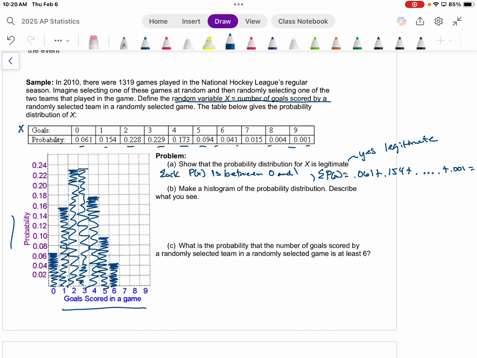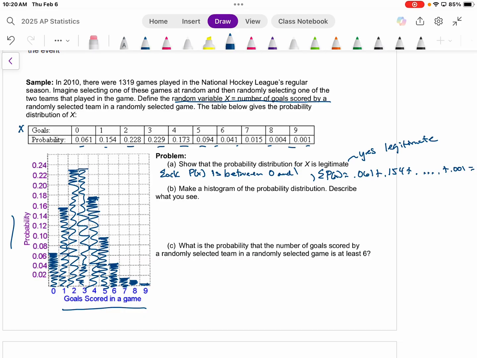Then we go 0.015. Now we drop down big time. Now we're at here. Then 0.004, which is like maybe there, and then the 0.001 is just like a little tick mark. This is just one little line. Again, that's a rough sketch. They asked us to describe what we see.